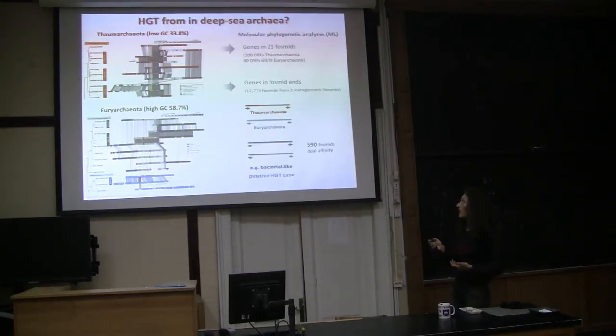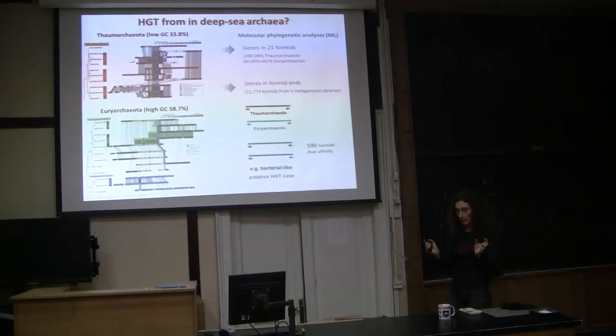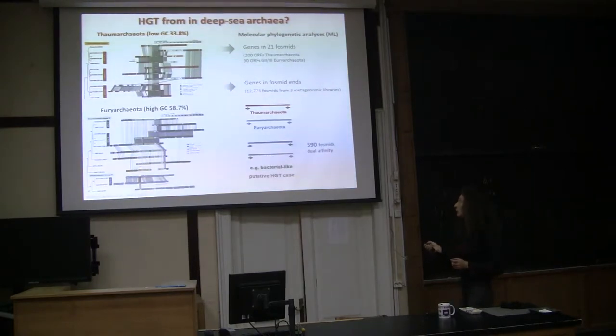So we decided to make phylogenetic analysis by maximum likelihood of all the genes present in these 21 fosmids carrying 16S ribosomal RNA genes, but also of the genes that were placed at the end of inserts or genome fragments cloned in our library. And we got many fosmids that had extremities matching Archaea, but many of them, nearly 600, had one extremity typical of Archaea and the other typical of bacteria. So perhaps these could be putative cases of horizontal gene transfer.